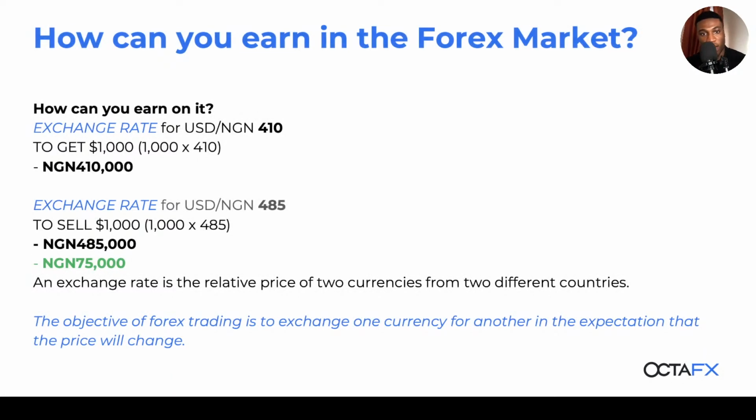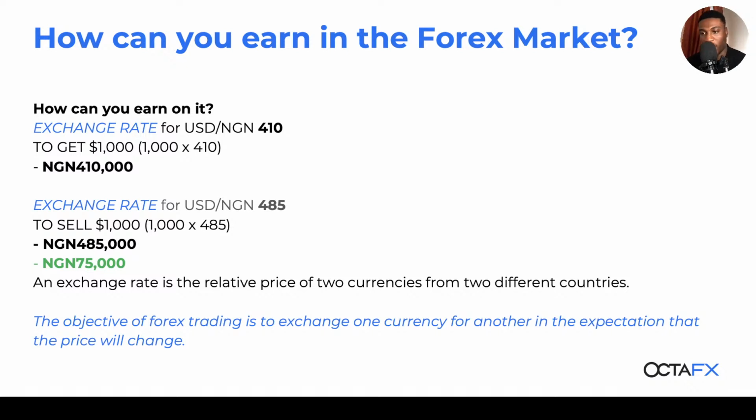So let me take it again. The exchange rate is 410. This means that you need 410 naira to get $1. Now, in order to get $1,000, you're just going to multiply 1,000 by the exchange rate. In this case, we have 410,000 naira, which is what we're going to use to get $1,000 in this example.